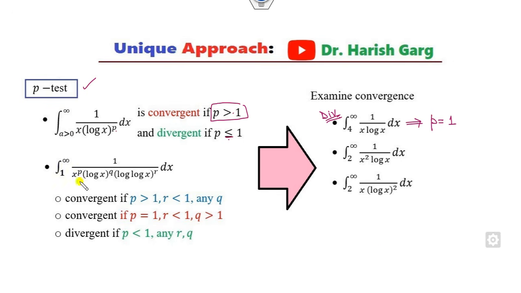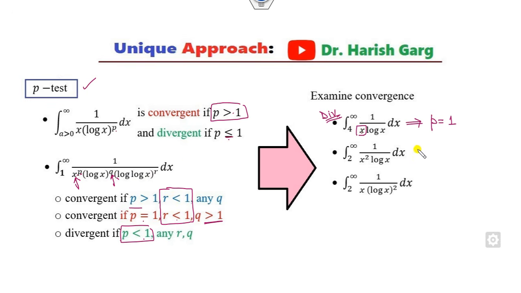On the other hand, this is a more generalized formula. There is a p, q and r. Whenever p is less than 1, where x is raised to power p, it's always divergent. Whenever p is equal to 1, like here, if I consider this is 1, then q must be greater than 1 and r must be less than 1. In both the cases, you can see r needs to be less than 1.